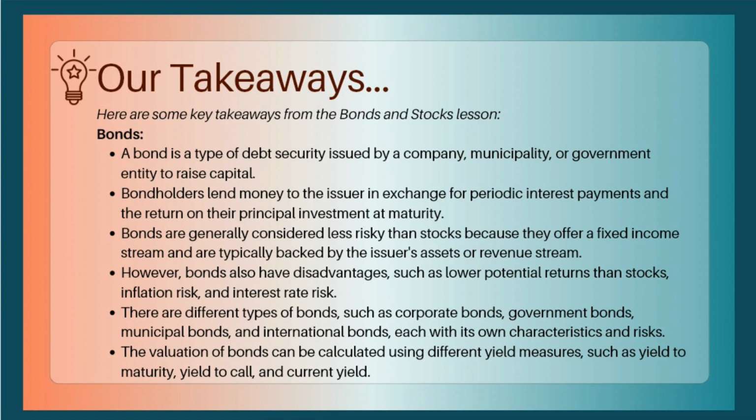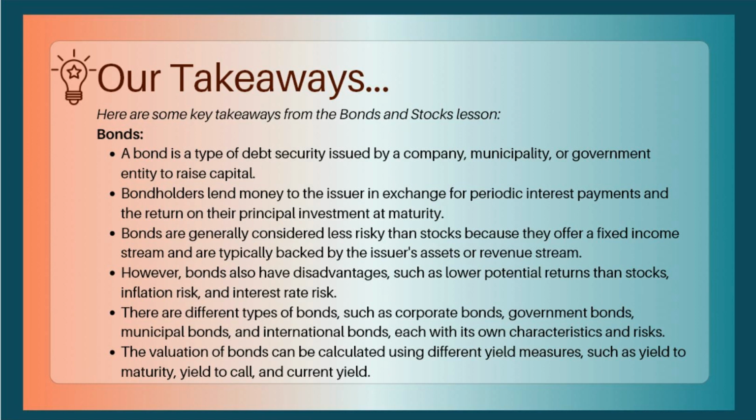A bond is a type of debt security issued by a company, municipality, or government entity to raise capital. Bondholders lend money to the issuer in exchange for periodic interest payments and the return of their principal investment at maturity. Bonds are generally considered less risky than stocks because they offer a fixed income stream and are typically backed by the issuer's assets or revenue stream. However, bonds also have disadvantages such as lower potential returns than stocks, inflation risk, and interest rate risk.